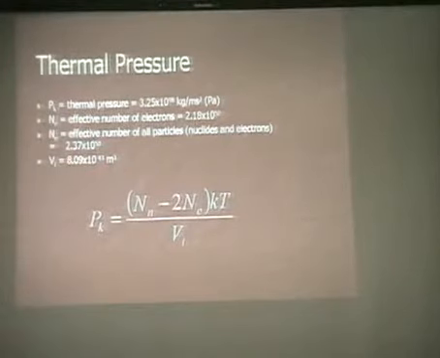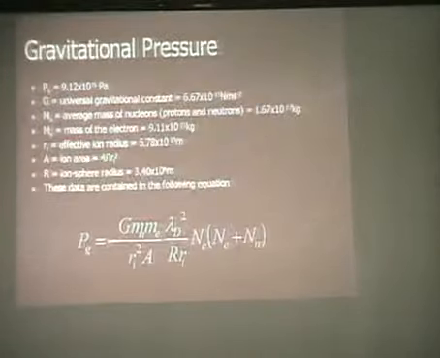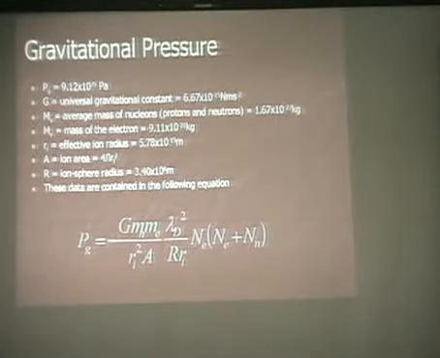Temperature. You don't want to know all that because you're not that much into it, I know. Gravitational pressures are involved. You need all of this stuff to get gravitational pressure: the gravitational constant, the average mass of the nucleons, the mass of the electrons, of course, the effective ion radii for each of those nuclides, which you can determine by calculation, and the ion sphere radius for all the ions in the plasma. All of that put into this equation, you can arrive at the gravitational pressure.